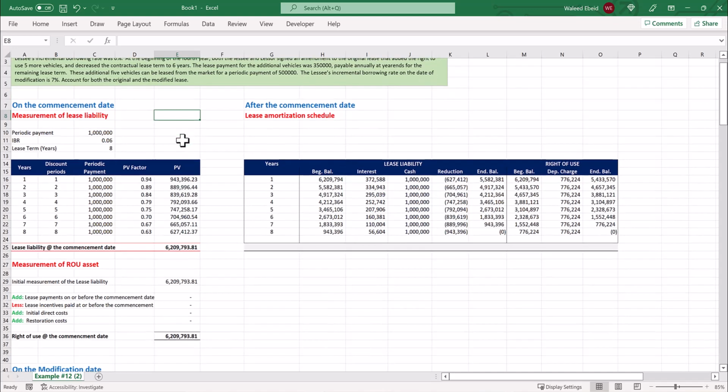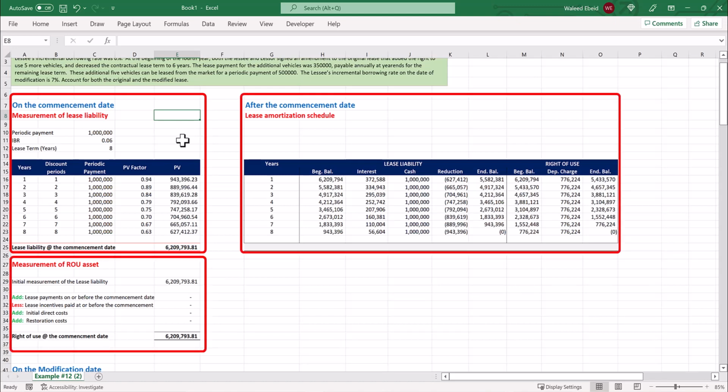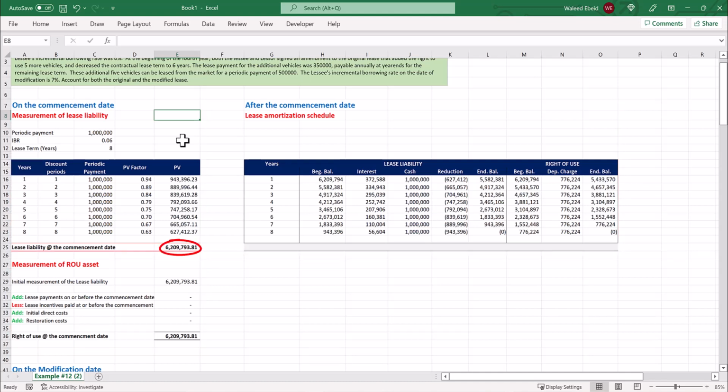Let's account for the original lease. These are the schedules for the calculation of the lease liability and the right-of-use asset on the commencement date, in addition to the lease amortization schedule. The lease liability at the commencement date is the present value of the periodic payments of 1 million, discounted over a lease term of 8 years with a discount rate of 6%, which is the lessee's incremental borrowing rate on the commencement date. And here, the right-of-use asset includes only the initial measurement of the lease liability on the commencement date.